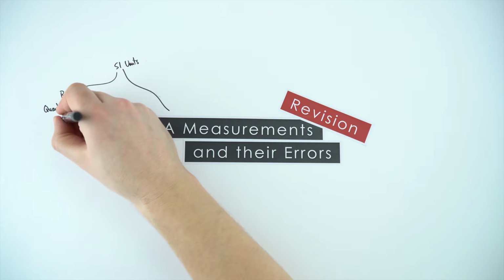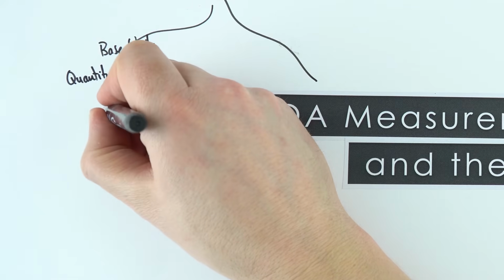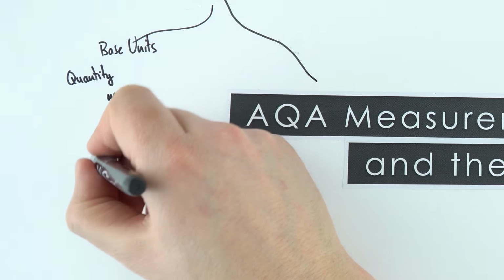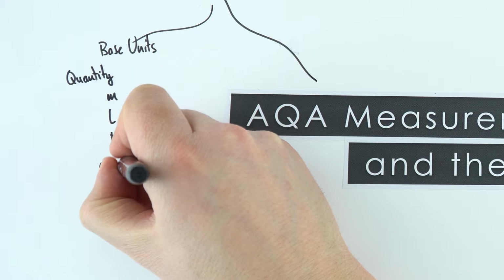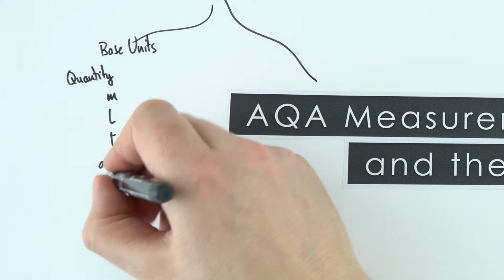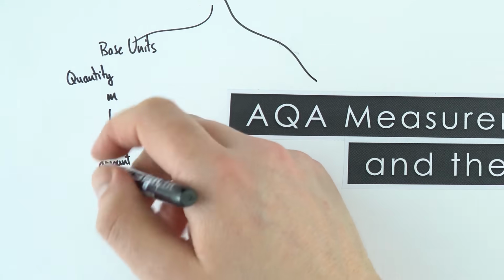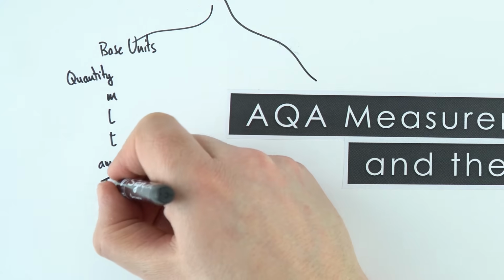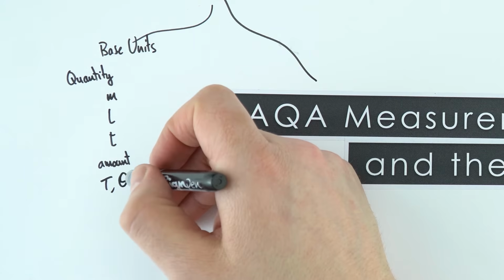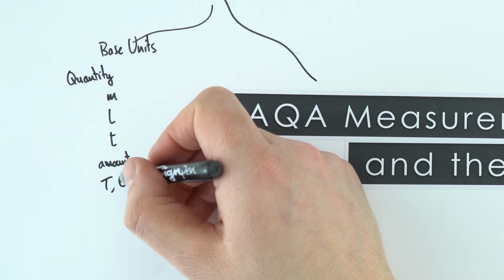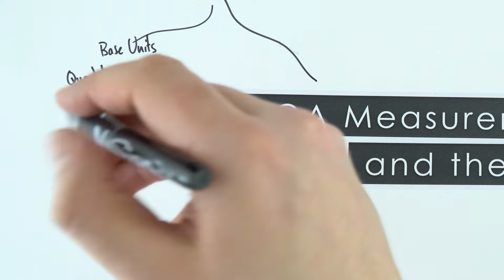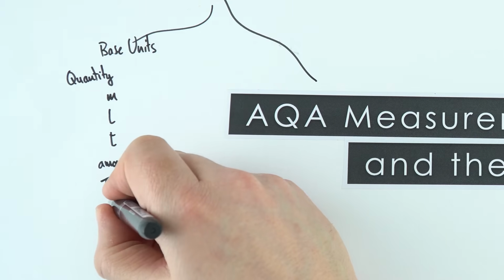Now, the quantities include things like mass, length, time, the amount of something, that doesn't really have a shortened symbol. We also have temperature. Sometimes we use a capital T for temperature. Sometimes we use a theta, which is a bit like a Greek letter T. So either of these can be used to represent temperature. And then finally, we have current.